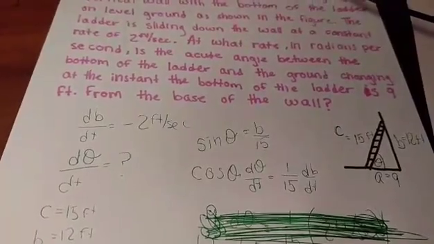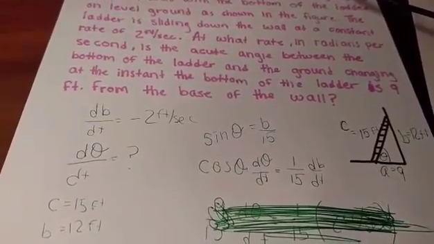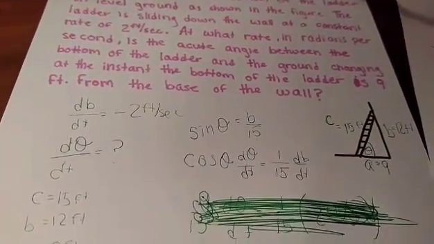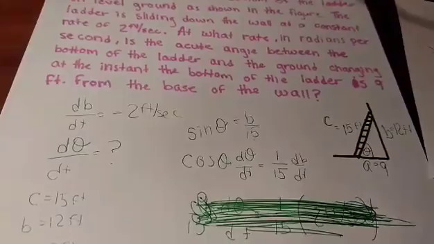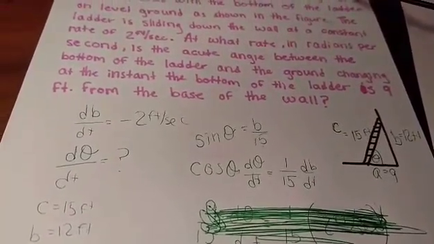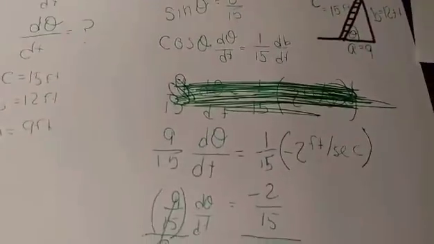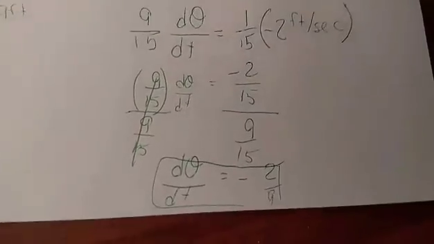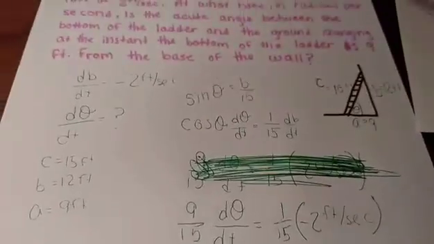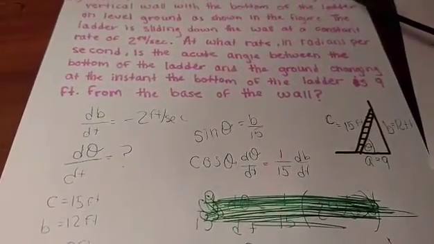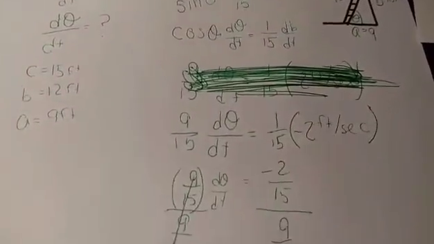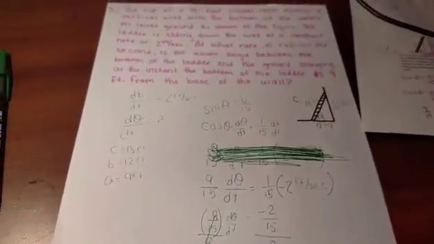So that would be our answer. The question asked what rate in radians per second is the acute angle between the bottom of the ladder and the ground changing at the instant the bottom of the ladder is 9 feet from the base of the wall. So the rate at which theta is changing at this time is negative 2/9 radians per second. And that is our final problem.